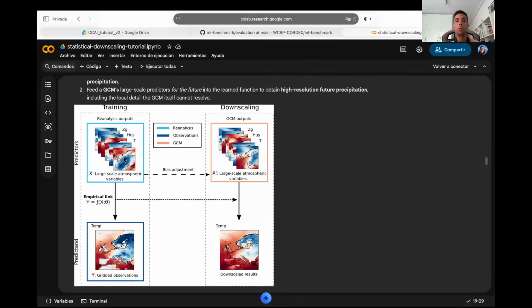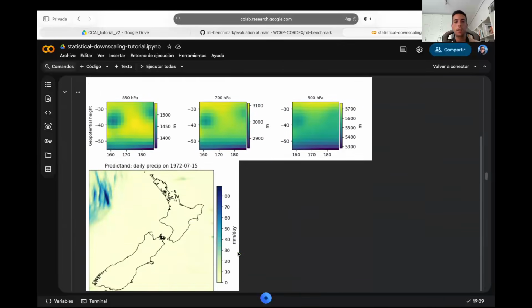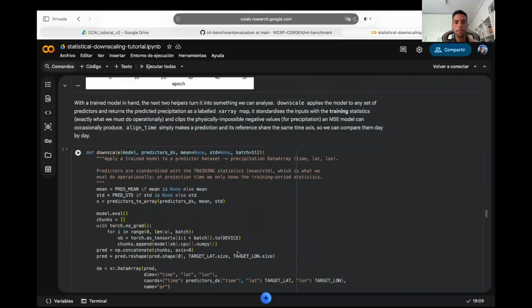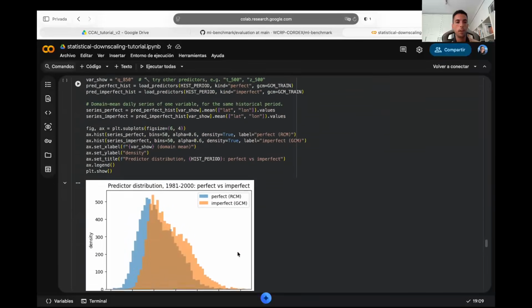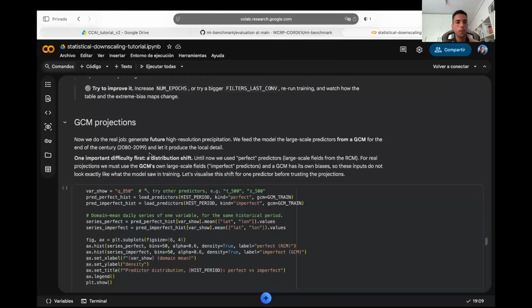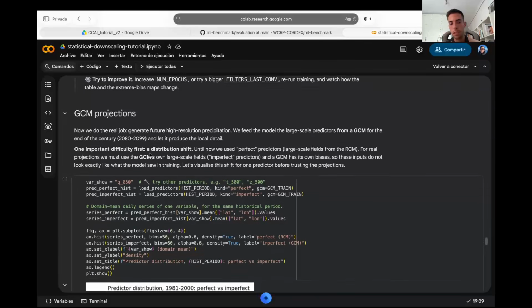It works well when downscaling from large scale variables to the high resolution variable of interest. So now, in an operational setting, what I do is I take the variable from the GCM that I want to downscale, and I just apply this model. So as a result, I get the corresponding high resolution variable, in our case, precipitation. So that is what I do next in the tutorial. If we go back here to this section, we have GCM projections, and that's what we do here. We take the model and we pass as predictor a variable from a GCM.